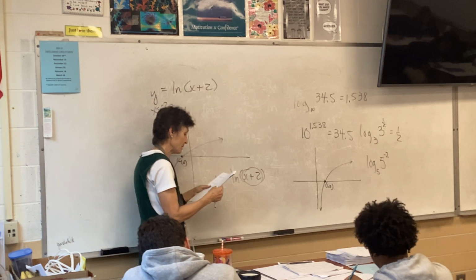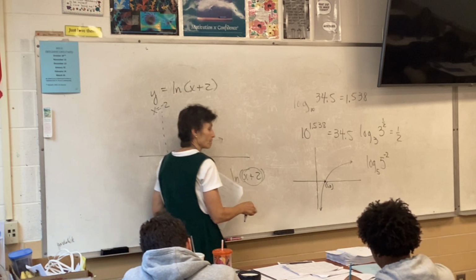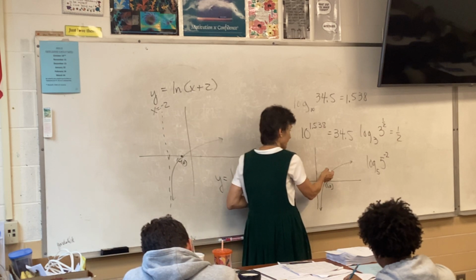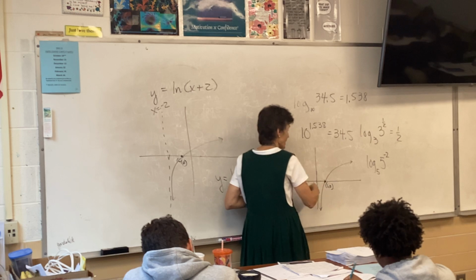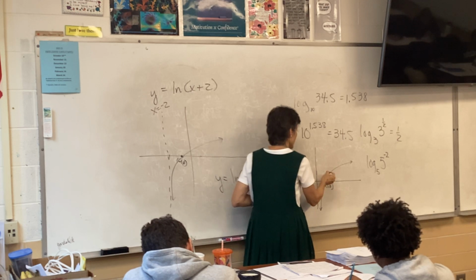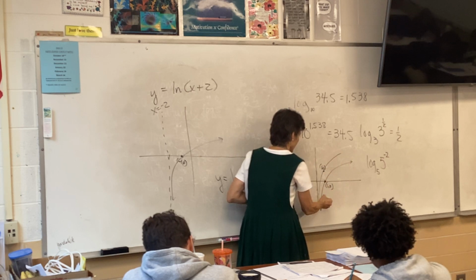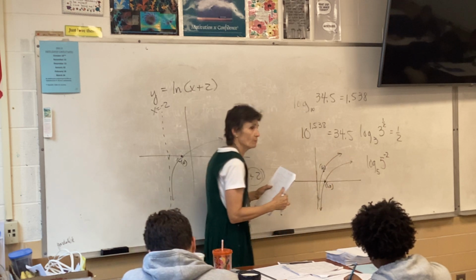Okay, how about b? What's b going to look like? Translated out, it's going to take this curve right here and pick it up 1. Is it going to change the asymptote? No, this point is now going to be (1, 1), and it's just raised up 1.